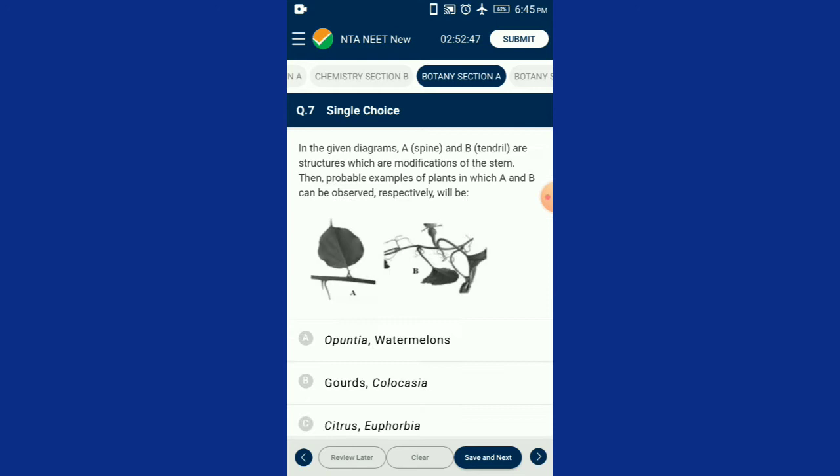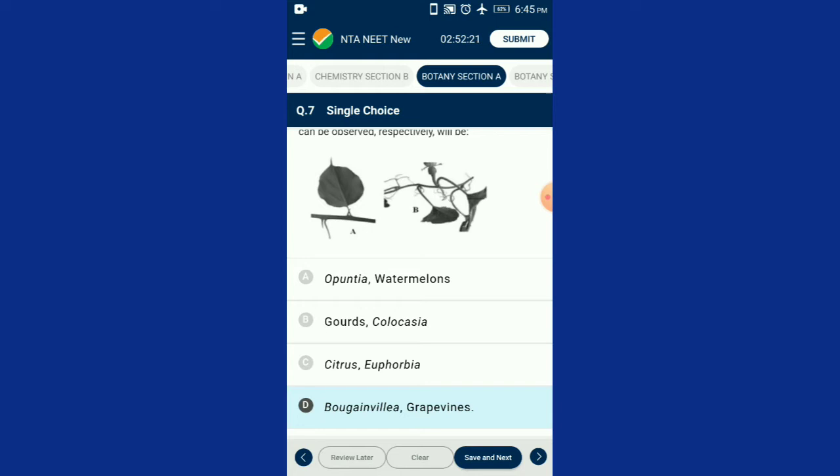Question number 7. In the given diagram, A and B are structures which are modifications of the stem. Then the probable examples of plants in which A and B can be observed respectively will be. See the diagrammatic representation. The first one is represented as bougainvillea. The second one is represented as grapevine.